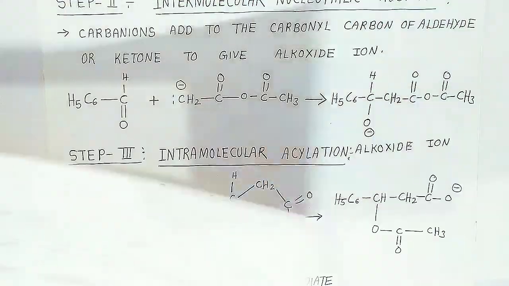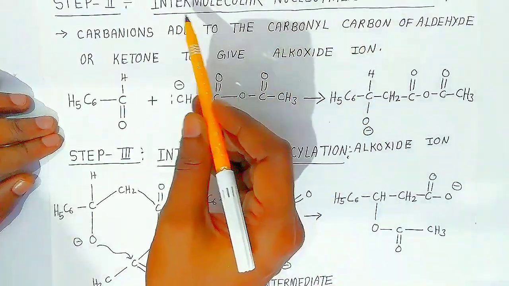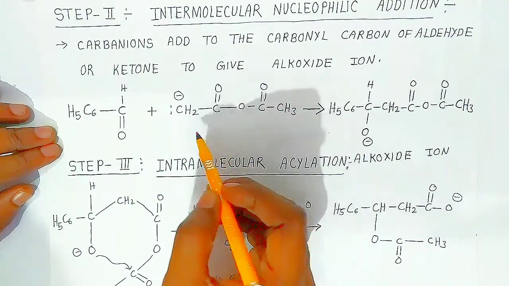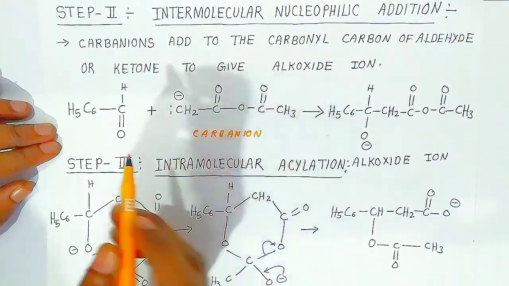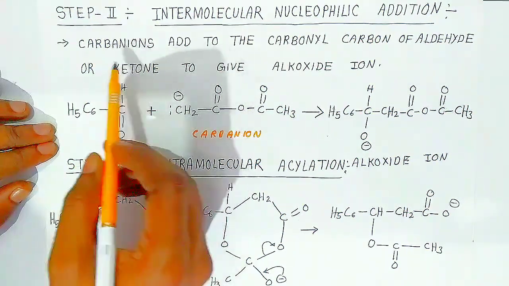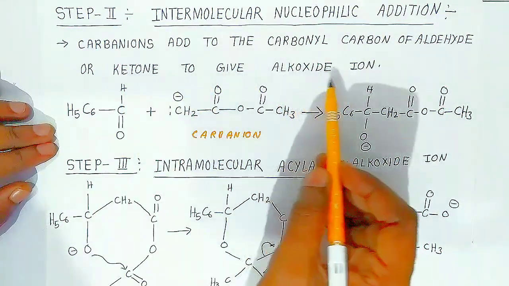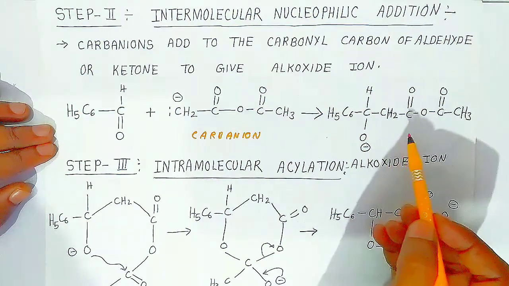Now students, in second stage students, there is an intermolecular nucleophilic addition. Intermolecular means here students one more molecule will be involved with the carbanion. This is carbanion students. Now this is benzaldehyde students, which is the aromatic aldehyde. Carbanion ions add to the carbonyl carbon of aldehyde and ketone to give alkoxide ion. There is a formation of alkoxide ion. Okay students, this is the alkoxide students.